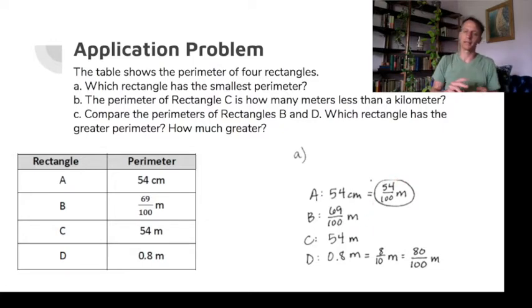Okay, now let's think about it. 54 hundredths meter, or 54 centimeters, is less than a meter. It's about yay. 69 hundredths meter is 69 centimeters, about yay. 8/10 meter, or 80 hundredths meters, or we could also call it 80 centimeters, about yay. Okay, whatever. About, in this range here.